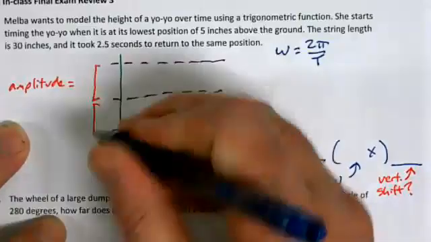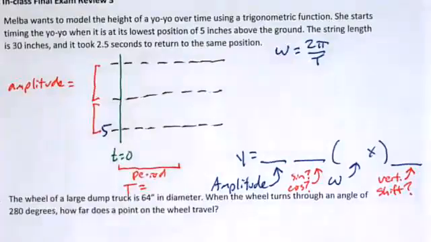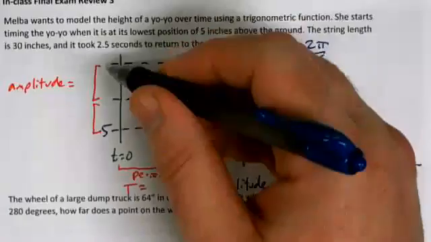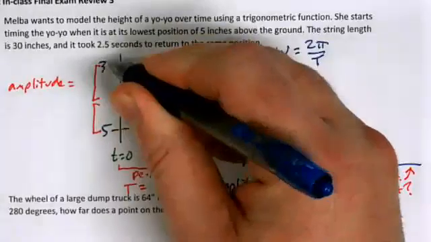5 inches above the ground. And how high? Up to the string length is 30 inches, so that would be 30 inches above there, which would be 35.